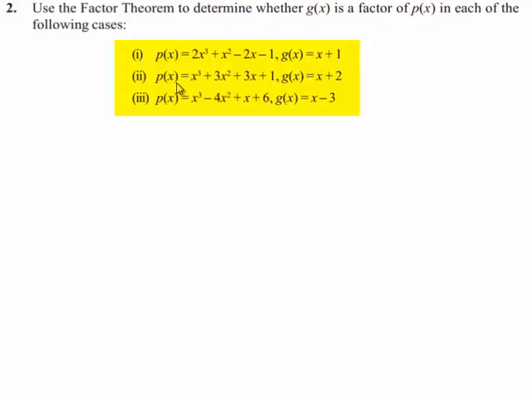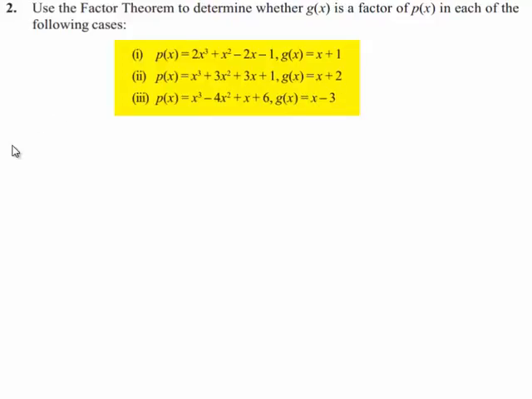And the second polynomial is P of x is equal to x cube plus 3x square plus 3x plus 1 and g of x is equal to x plus 2. The third one is P of x is equal to x cube minus 4x square plus x plus 6 and g of x is equal to x minus 3.